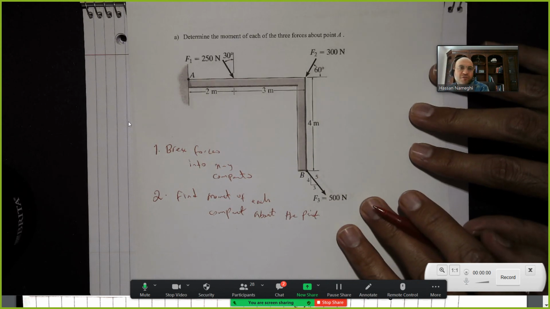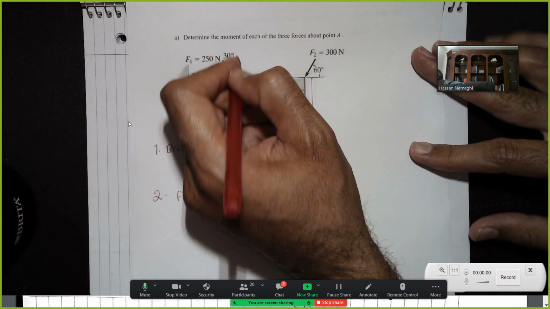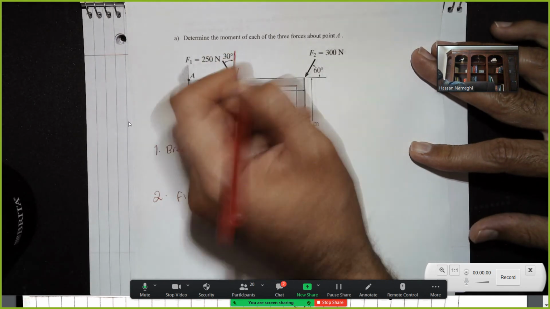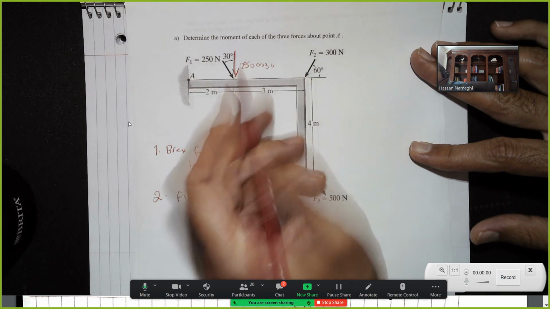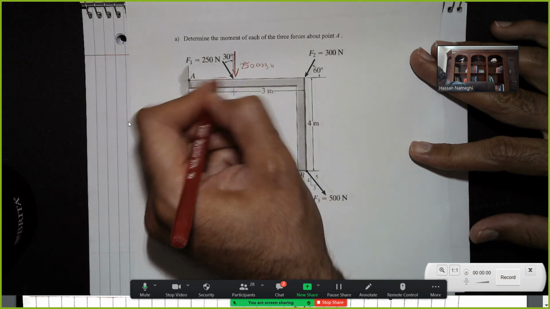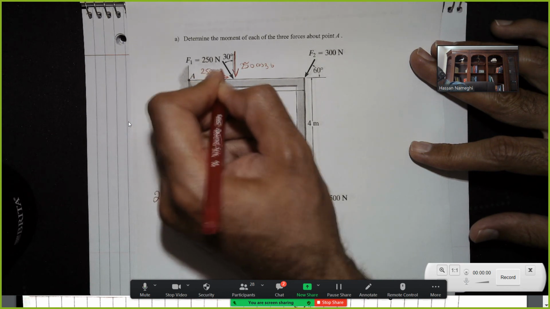I have 250 Newton here. The angle is 30 degrees. So I break this into x and y components. I'm going to get here 250 cosine 30. Remember, that's the adjacent. And up here, 250 sine 30.